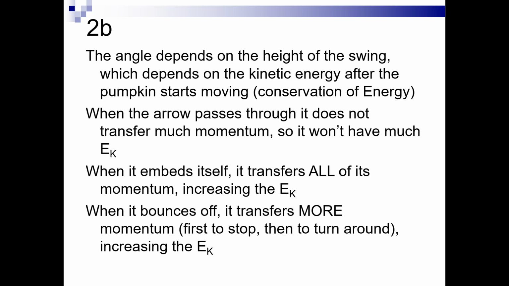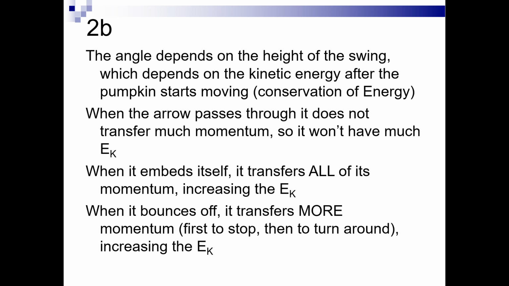So the idea is the angle depends on how high it swings. So that's what we're trying to rank. Once it's been hit, it just swings up, so we figure out the pumpkin has to have been given some amount of kinetic energy down at the bottom, and it starts to swing upwards. So the angle will depend on the amount of kinetic energy. The faster it's going after the collision, the higher angle it's going to get to.